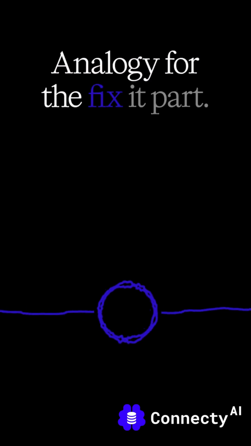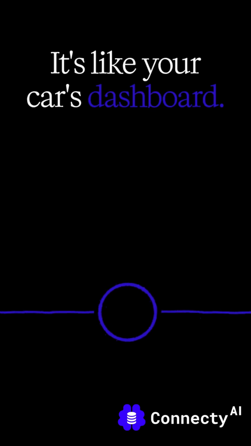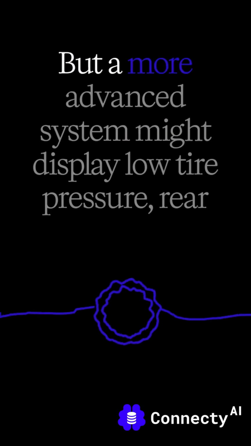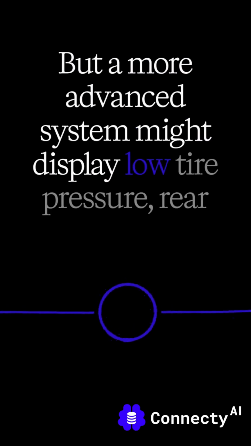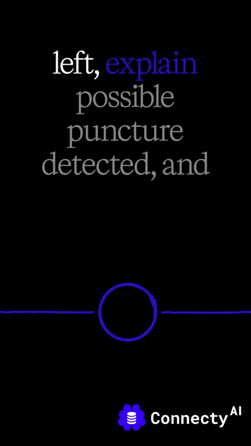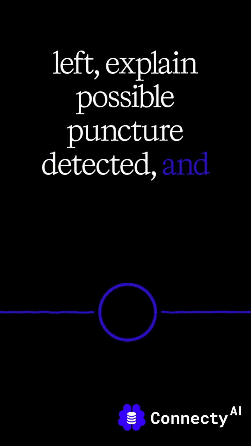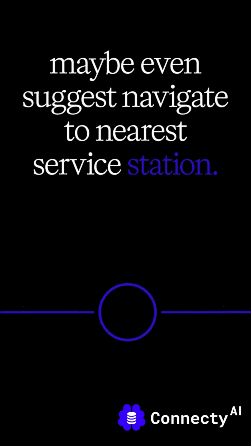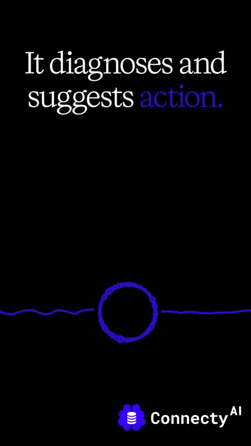Okay, analogy for the fix-it part. It's like your car's dashboard. A basic warning light just tells you something is wrong, but a more advanced system might display low tire pressure, rear left, explain possible puncture detected, and maybe even suggest navigate to nearest service station. It diagnoses and suggests action.